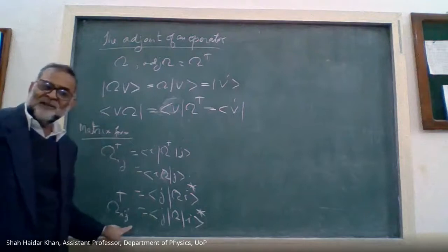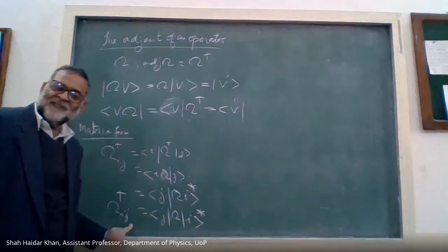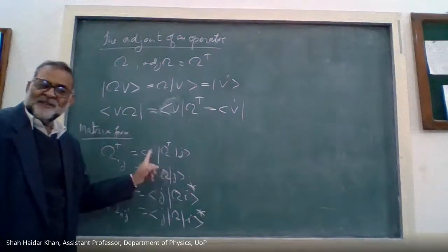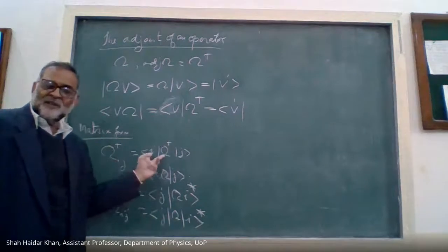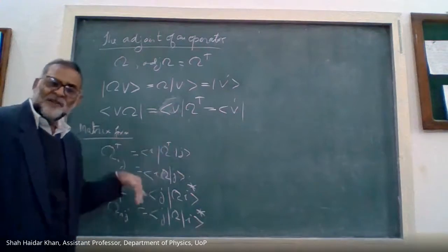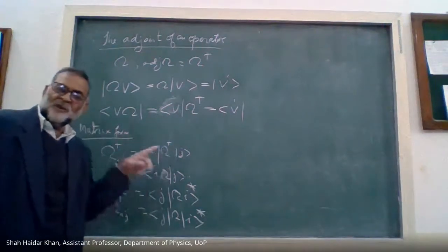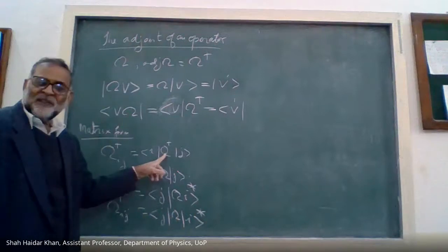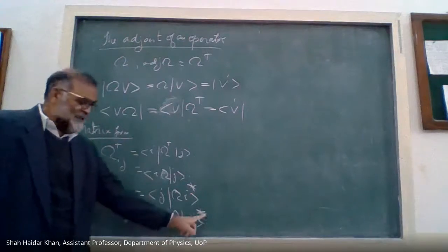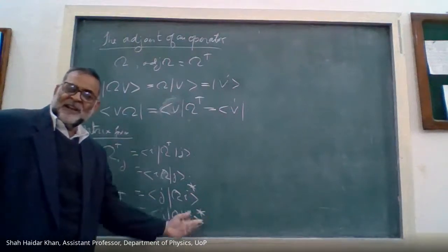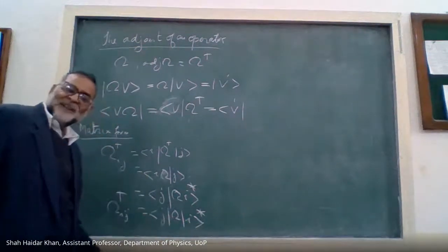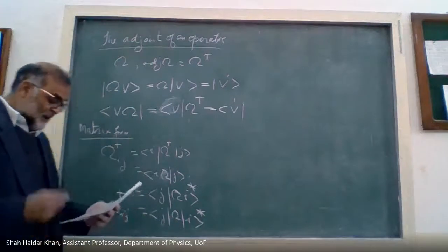If you want to get the element of the adjoint of an operator, adjoint of a matrix, right? Just change the places of i and j, and if it is a bra, change it to ket. If it is a ket, change it to a bra, right? And action of this, right? And take the complex conjugate of it. And what it gives you? It gives you the adjoint of that matrix. Right? So this is how we get the adjoint.